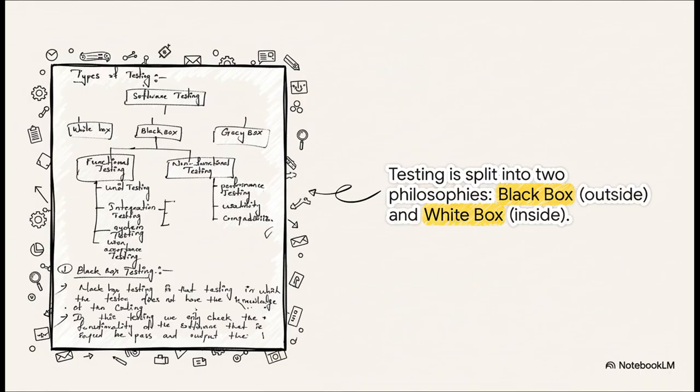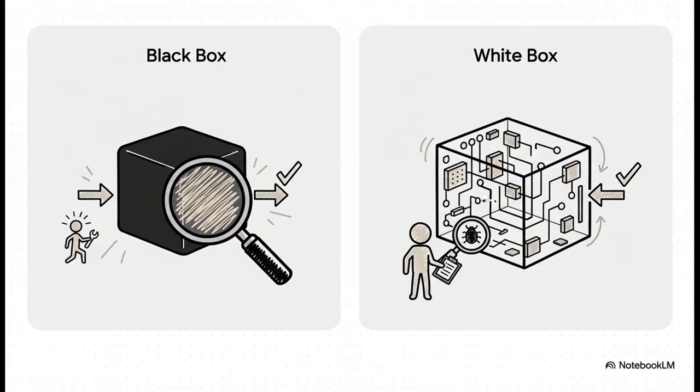In this image, it just perfectly shows the two big schools of thought here. On one side, you've got black box testing. You treat the software like, well, a mysterious black box. And on the other, you've got white box testing, where you can see all the internal wiring, all the plumbing, everything.